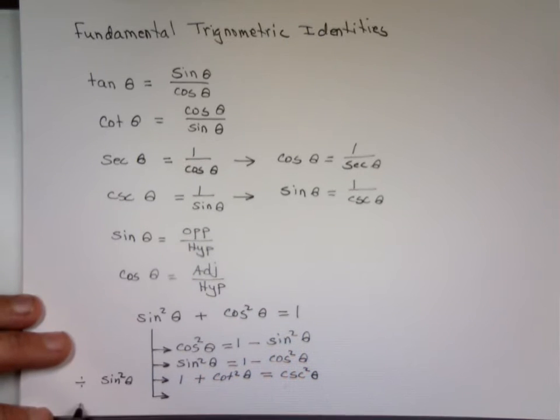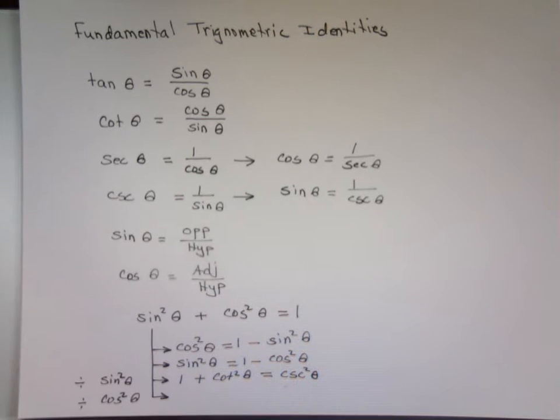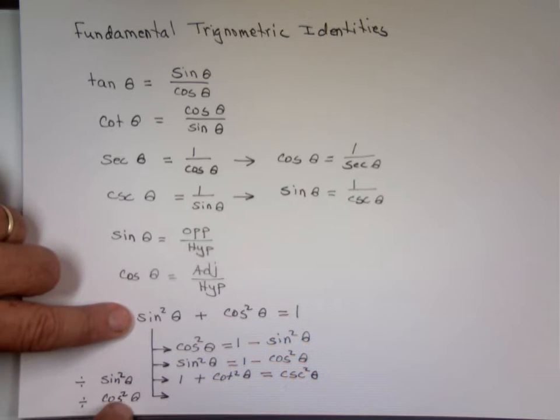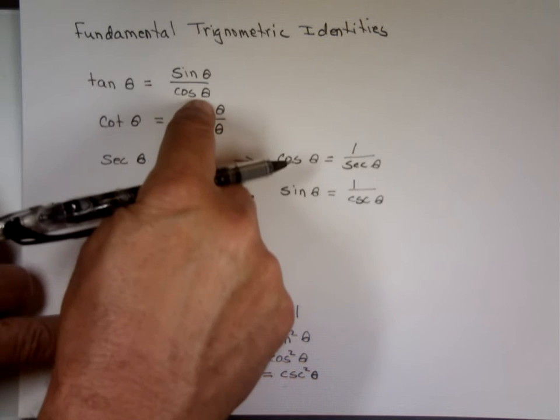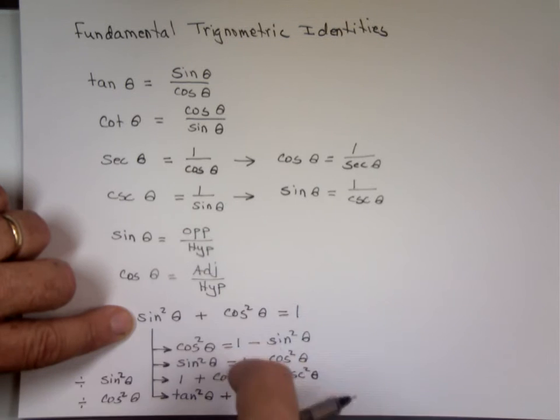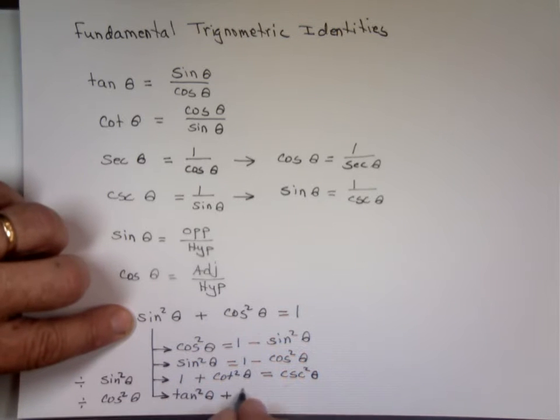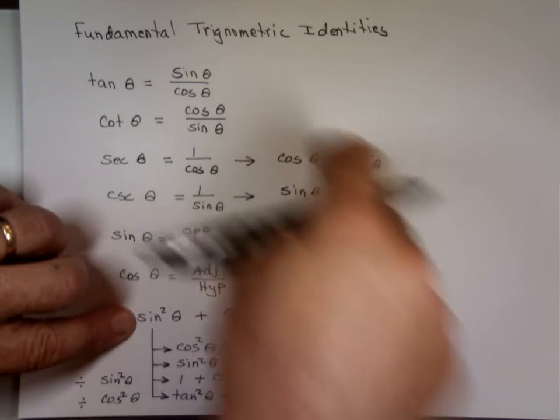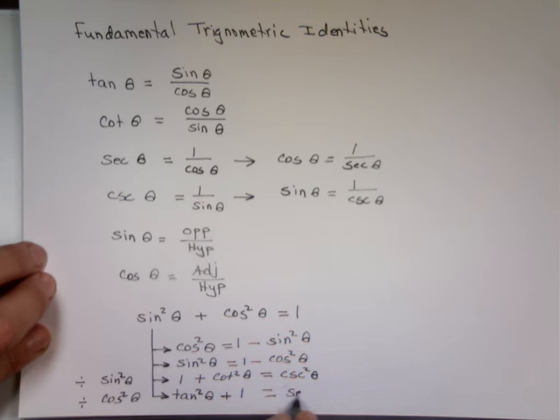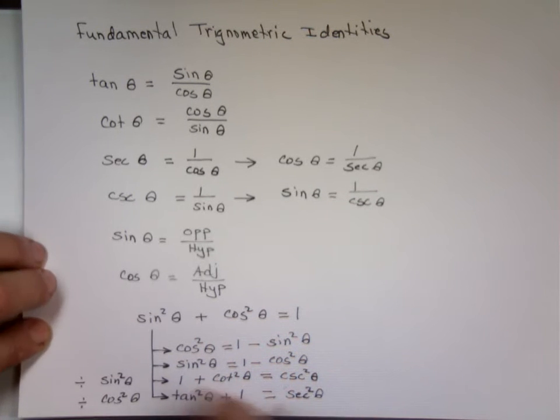Now what about if you divide them by cosine squared theta? Again, I'm just playing with algebra. So let's take this equation and divide each one by cosine squared. What's sine squared over cosine squared? Sine over cosine is tangent. That'll be tangent squared theta. What's cosine squared over cosine squared? 1. And what is 1 over cosine? Secant. That's secant squared.